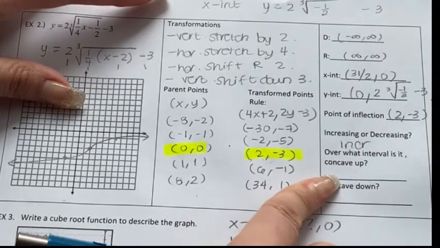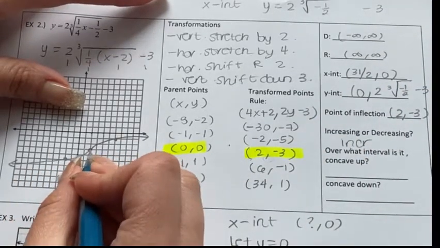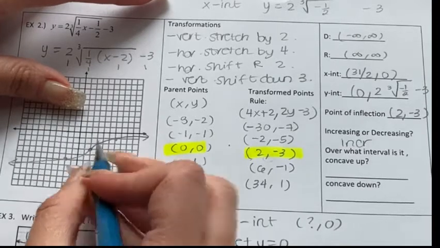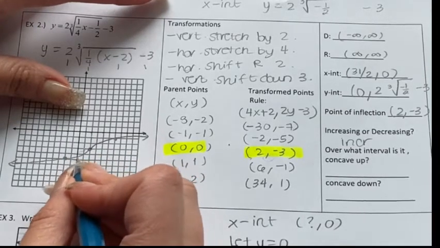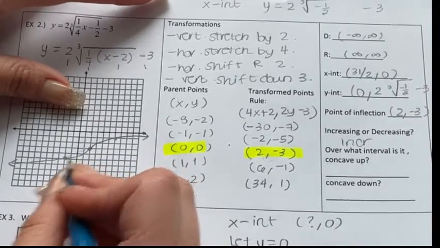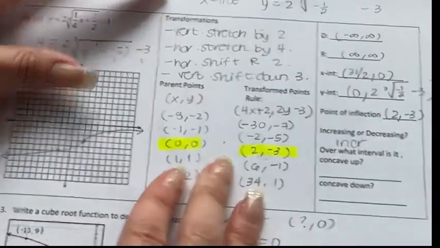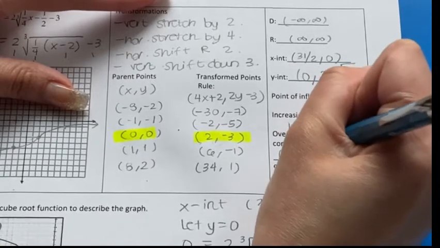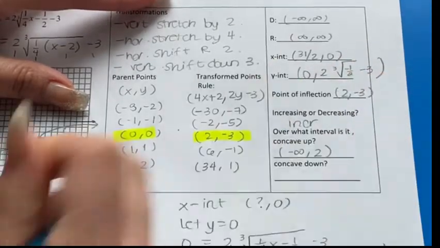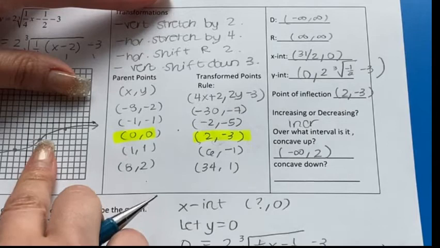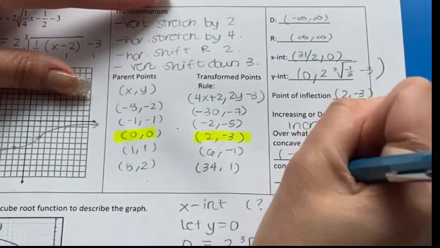Over one interval it is concave up. So you know that this is your inflection point. Therefore, you are holding the water here, meaning that's concave up. So from negative infinity to this point, which is 2, it's concave up. And then concave down is going to be from 2 to infinity in this case.